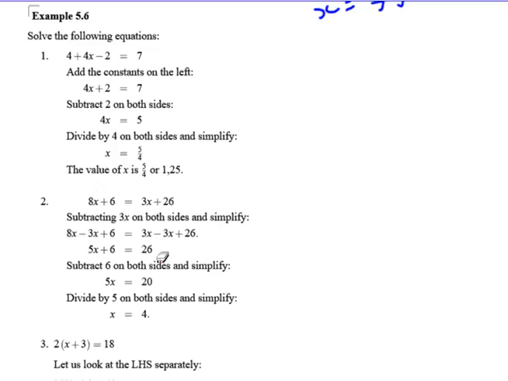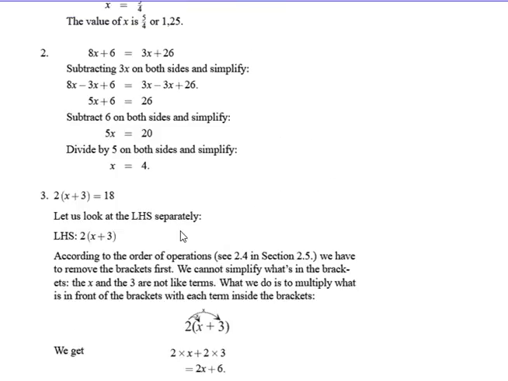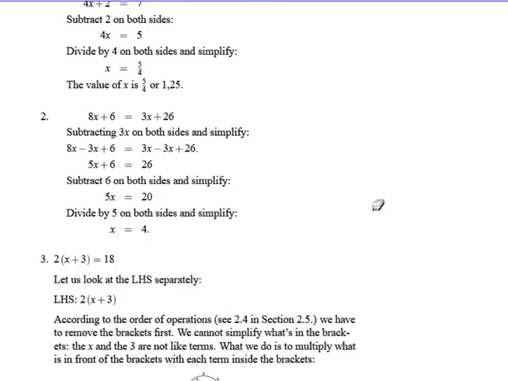In this example, number 1 is pretty much the same. I want to have a look at example number 2 here. We're on page 84. In all the previous examples, my x's have always only been on one side, and I've only had to move my numbers. In the case of question 2, I've got x's and constants on the left. I've got x's and constants on the right.